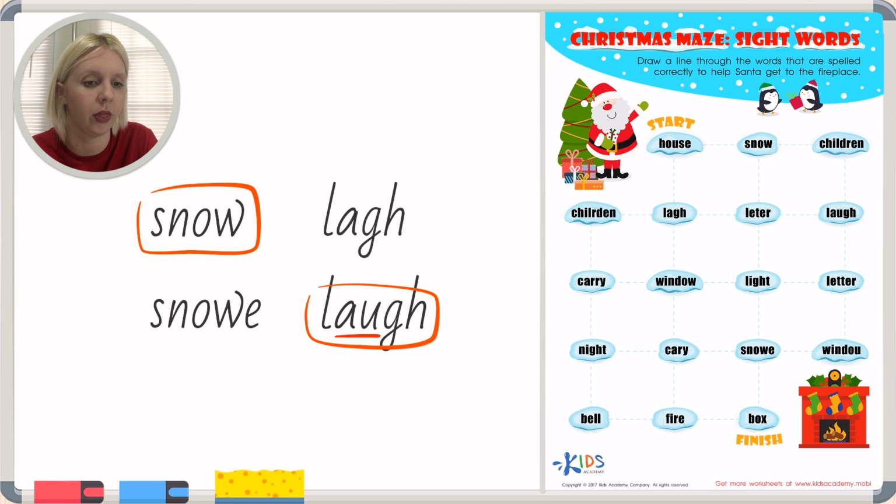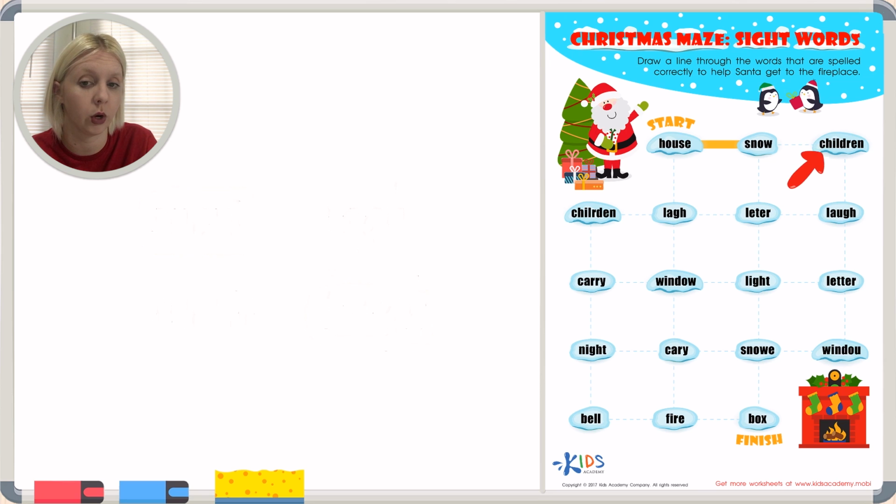So which one are we going to do here? Are we going to go to this one or are we going to go to this one? Which is the correct way? S-N-O-W is the correct way of spelling snow. So we're going to go over to snow. Then we've got letter and children. Okay, let's do this again. Let's write out a couple of ways of spelling these.